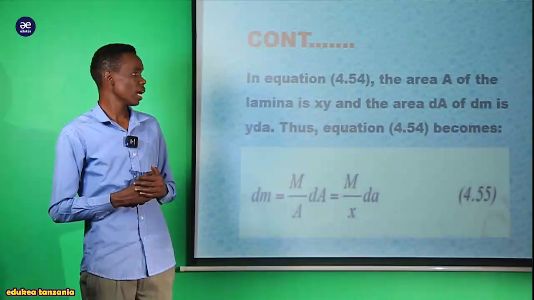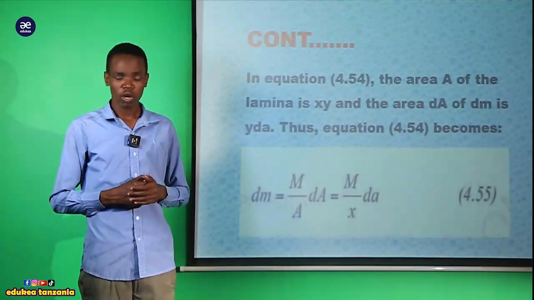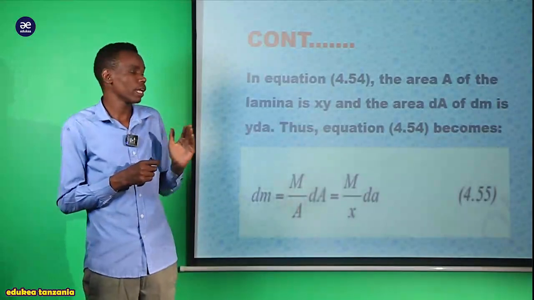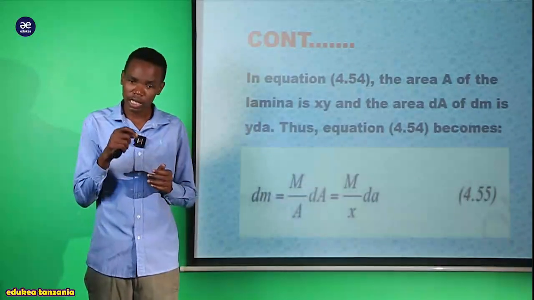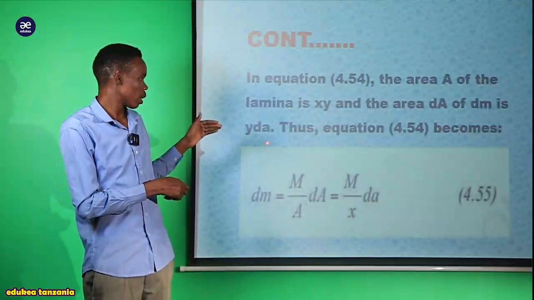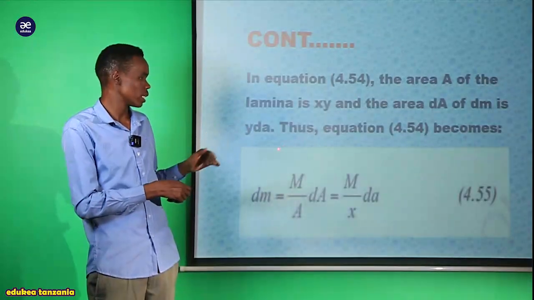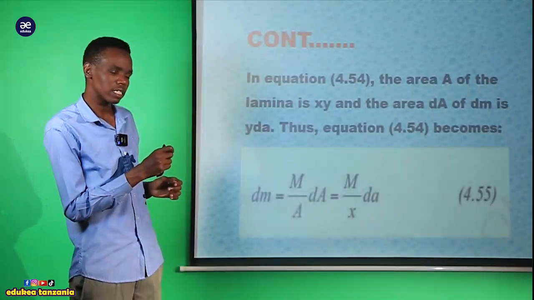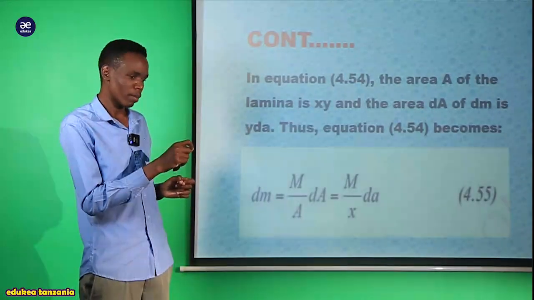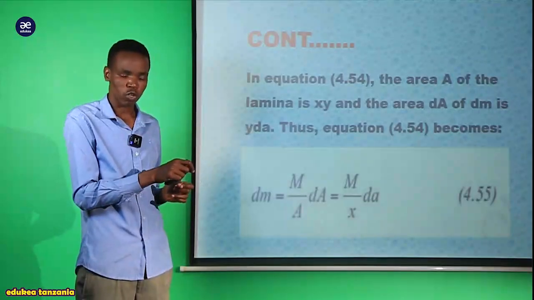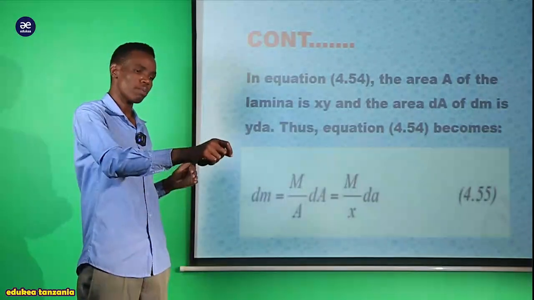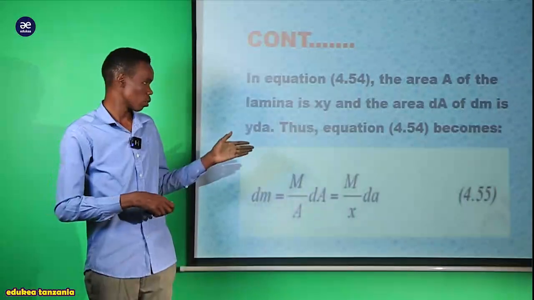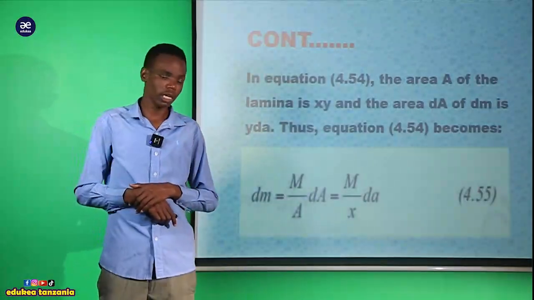And also the area dA of dm is y da. So to get the area of dm, it equals y times da. How can we get this da? This da is the distance around the y axis. It means the distance from the axis of rotation OY to the point, the small element along the x axis.